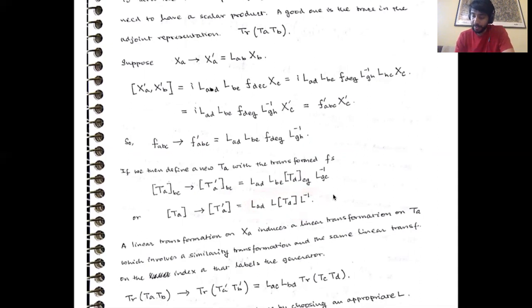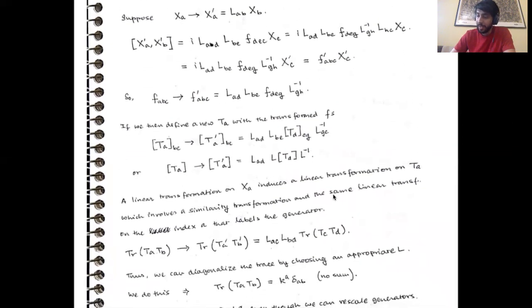So what is happening? A linear transformation of the x's is going to induce a linear transformation of the T_a's, which involves a similarity transformation and some linear transformations on the label a that labels the particular generator. Now if we do this, if we look at the trace, it is going to go to a trace of T' T_a' T_b', which according to this map is going to get you something like two L's out here in the trace.